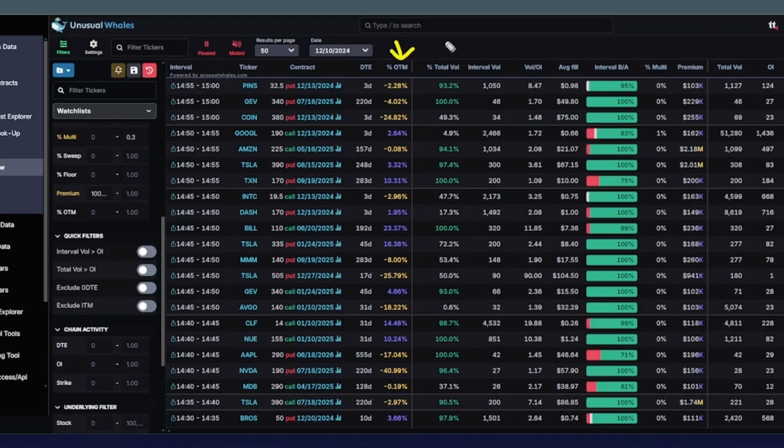Percent OTM stands for percentage out of the money, which is this column right here, which tells you how far out of the money from the ticker spot price the strike of the contract sits. I don't mind seeing really out of the money contracts, so I'm just going to leave this one blank.